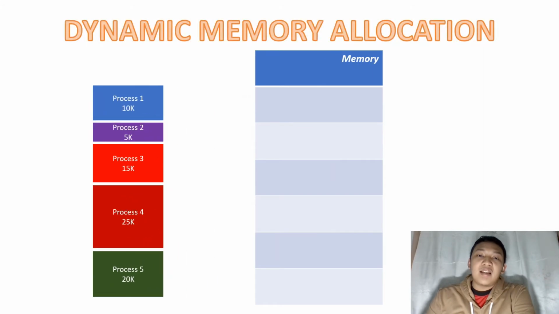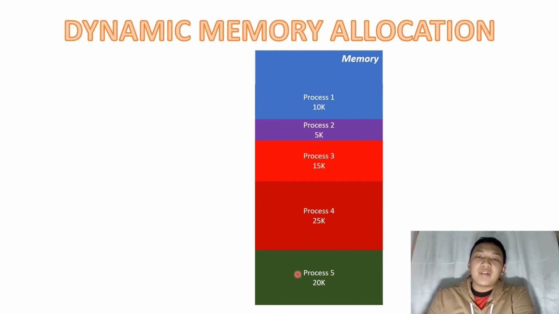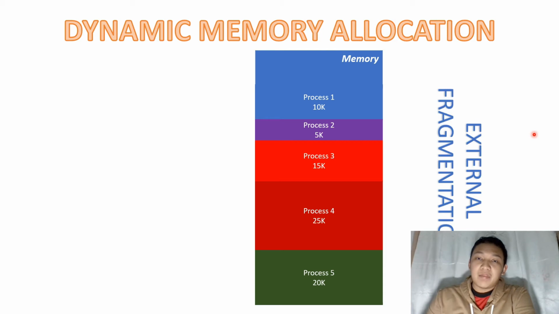Next, look at dynamic memory allocation. For dynamic memory allocation, the process is going to enter the memory within its size, like this: process 1 10K, process 2 5K, until process 5 20K. However, for dynamic memory allocation, they can experience external fragmentation.